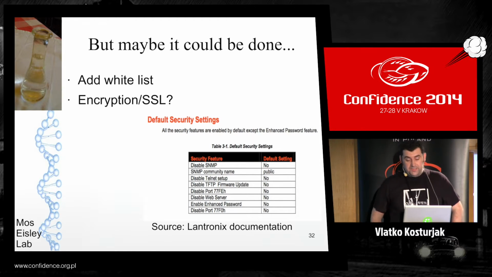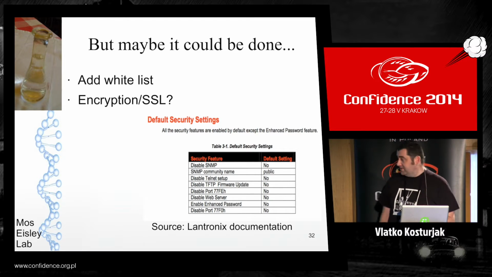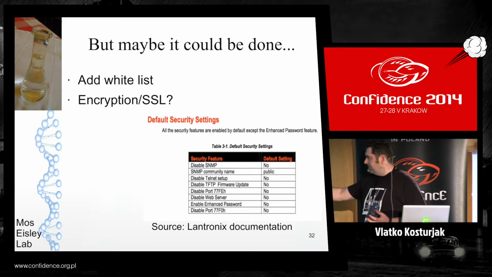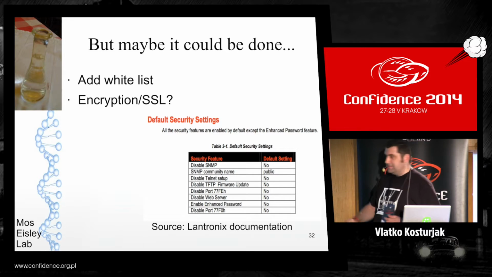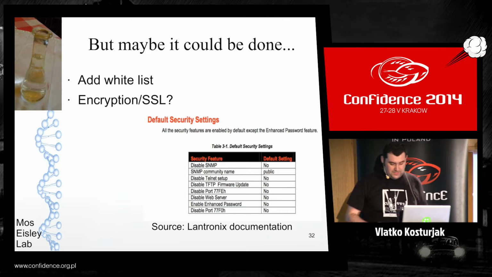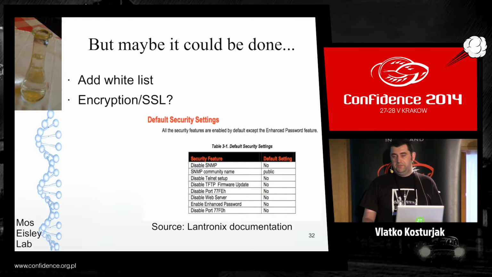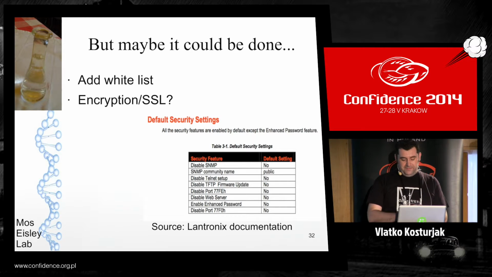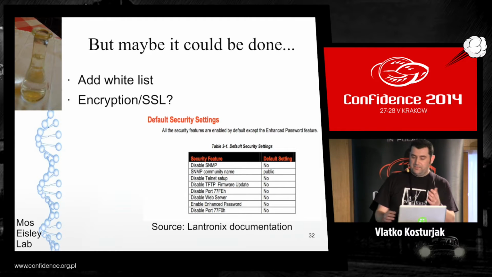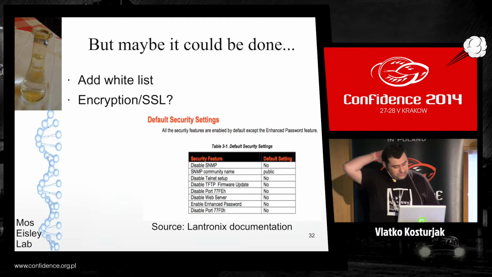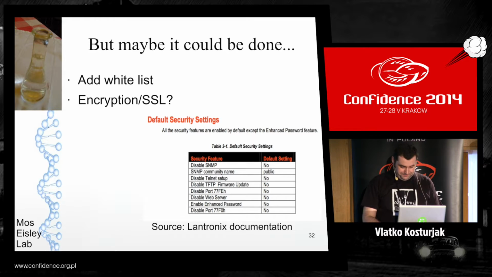But on the other hand, Lantronix could make it better, right? It could add some kind of whitelist for those ports or some kind of encryption. That would be nice, right? And if you look at the default security settings, everything that should be disabled is just open. So it probably just added costs to production, and they probably just don't care and leave it to the customer or some integrator: okay, you should do this, and it's never done. And it's quite good to check in your organization if you have something like this.